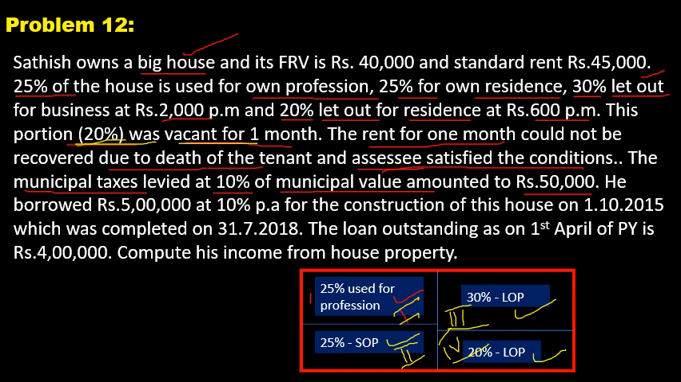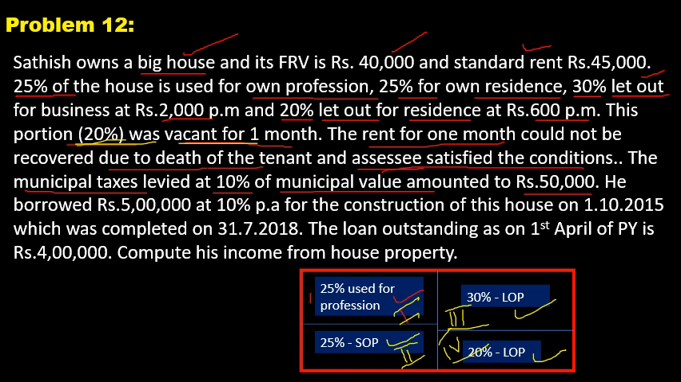Not only in case of municipal value, even in case of FRV as well as standard rent. Even municipal taxes, the 10% of municipal value, means 50,000 into 10%, then you have to take it for the particular part. If it is for the 30% part, then 50,000 into 10% into 30%. So that is how you have to calculate the municipal tax. It is given for the big house, so you have to divide it for the particular part.